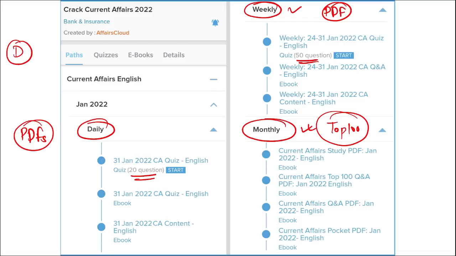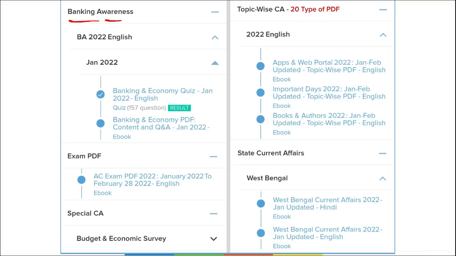Alright, apart from this, we also cover banking awareness. All the banking aspirants, those who are preparing for bank exams, will absolutely love our course because we cover almost 99.99% of the syllabus of your bank exams. Here you will see we will also provide quizzes as well as PDFs.